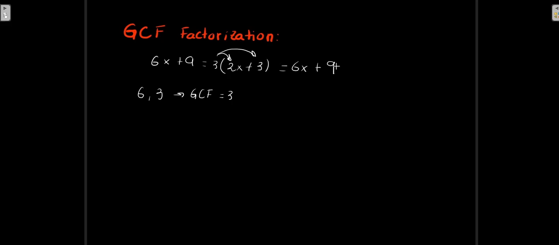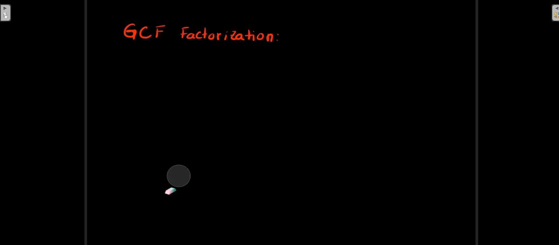Let's see another example. This time with numbers and variables. We have the expression 12x squared plus 18x. The greatest common factor between 12 and 18 is going to be 6. And for the variable, we always take the smallest exponent. In this case, the smallest exponent belongs to this x. So our greatest common factor on the variable side is the x.